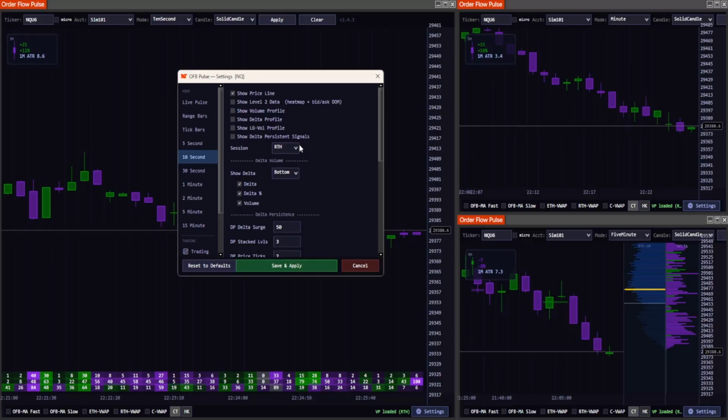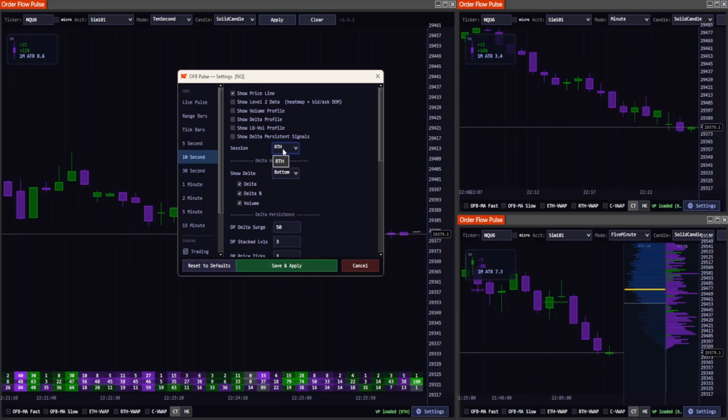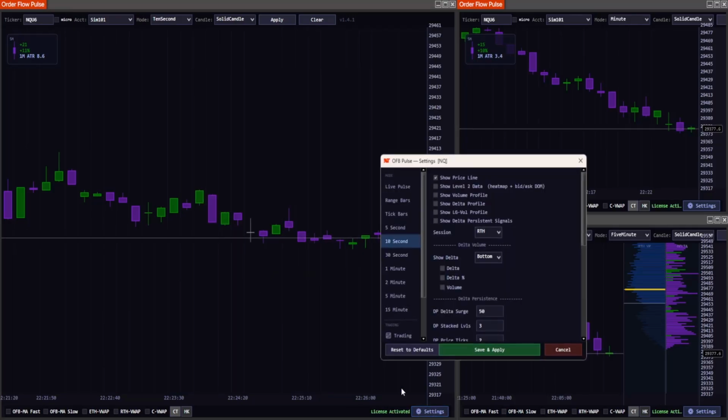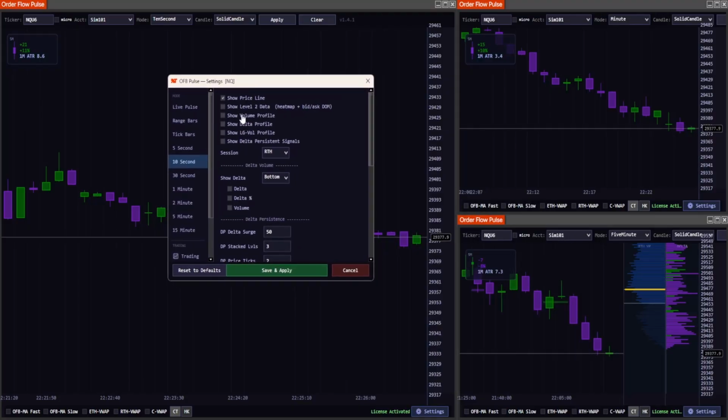Now, session, RTH. You have to make sure you have RTH for regular trading hours in order to see the bubbles and like the volume profile, the delta profile, things like that. You really need to have the RTH. Now, the show delta, I have set to delta to show. If I don't show anything, then as you can see, it kind of goes away. But I want to go ahead and at least keep the delta percentage, and the volume.